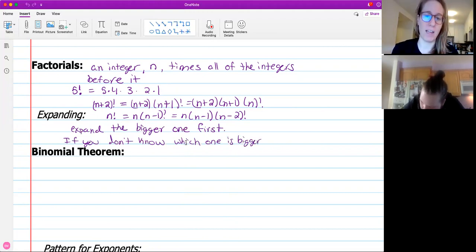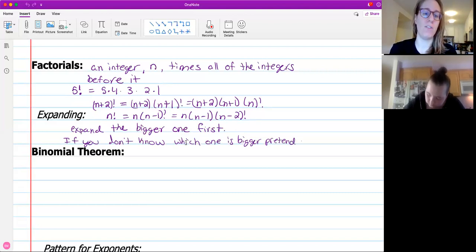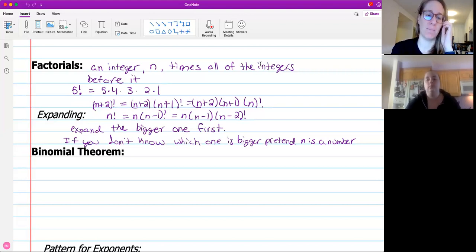And then you can simplify because it's not the same thing over itself. So if you're ever confused, just plug in a number to get an idea of what's happening, and it might make it easier for you to simplify. Remember, you can't leave that fake number that you substituted in your final answer, but it might at least help you figure out which one is bigger and how to simplify.